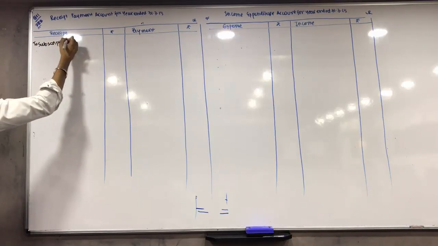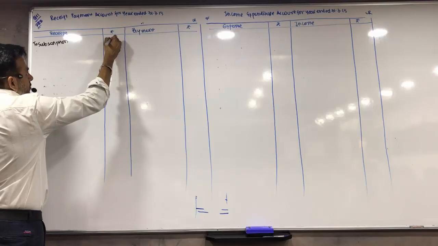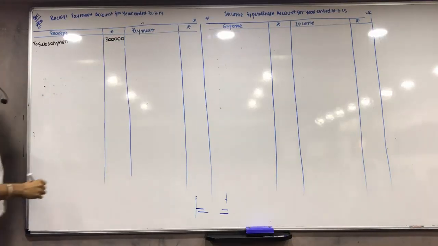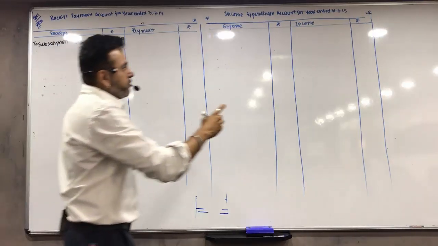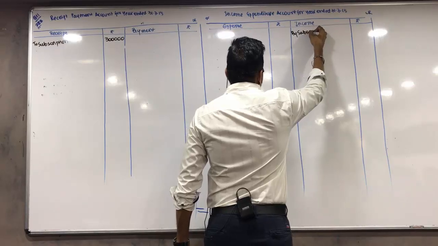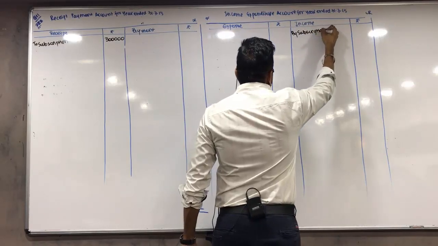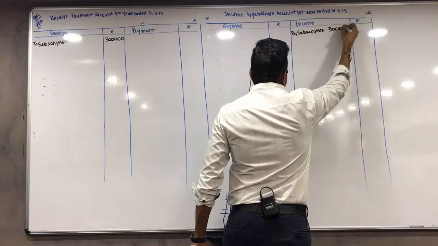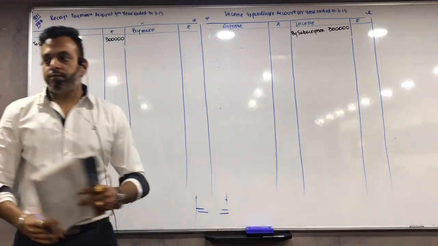Here we are concerned only with the amount what we have received. So we collected total 3 lakhs. Now from here we go to income expenditure account. By subscription, in the inner column we write 3 lakhs. Now we have an adjustment over here.